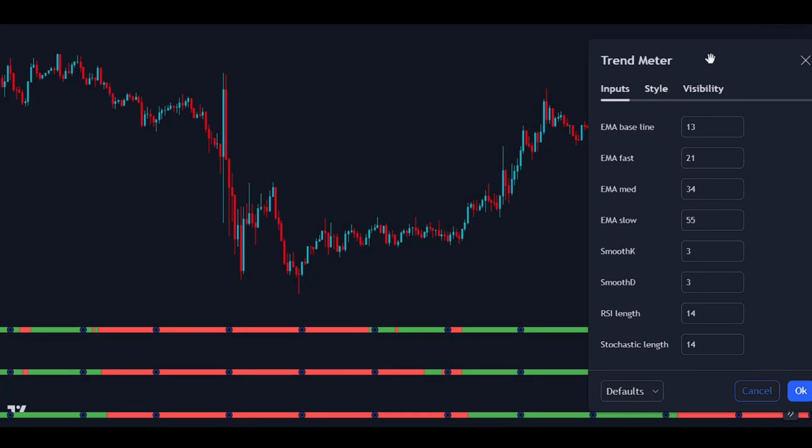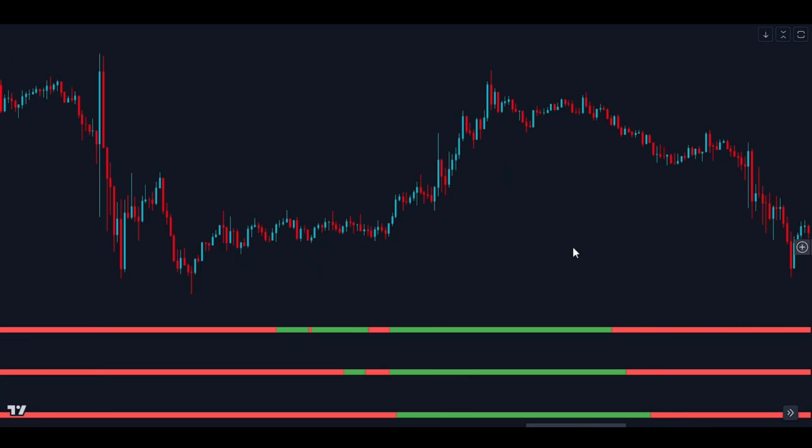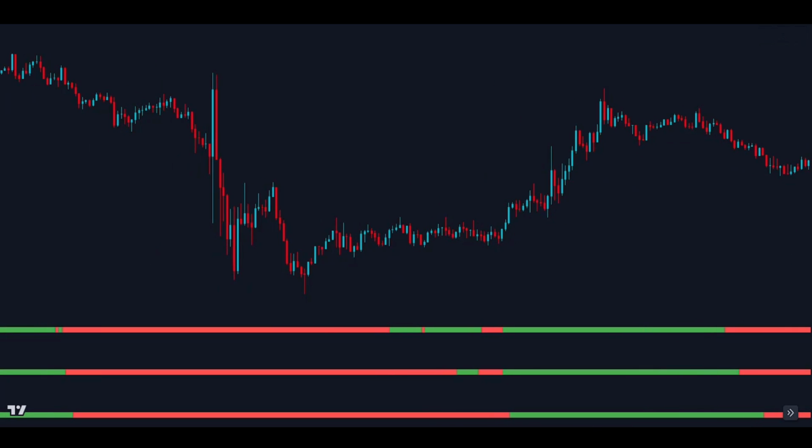The EMA baseline essentially compares these 3 EMAs against a 13-period EMA, forming the foundation of the indicator. Here's the gist: when the 21-period EMA is above the 13-period EMA, a row of squares will be colored green, indicating bullish sentiment. Conversely, when the 21-period EMA falls below the 13-period EMA, the row will turn red, signaling bearish sentiment. The same logic applies to the 34-period and 55-period EMAs.